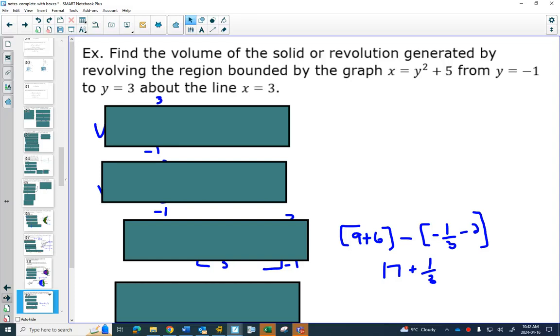So find the volume of the solid of x equals y squared plus 5 from -1 to 3 about the line x equals 3. Do you want to draw it by yourself? Yeah, let's try it. Can we please see the drawing? Yeah, I'll draw it. Okay, let's just give it a shot.